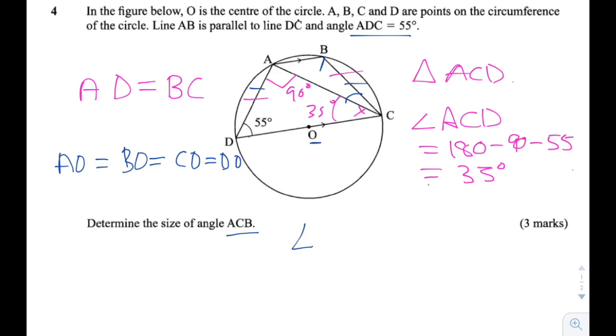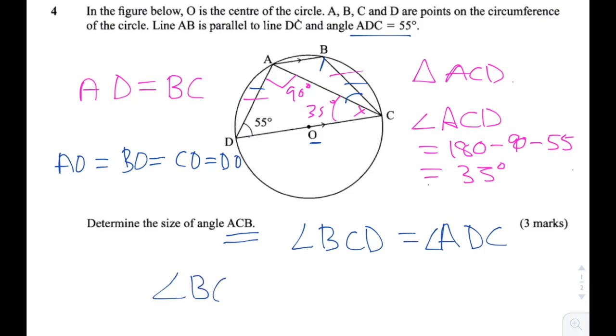So angle BCD is equal to angle ADC. And we're trying to find angle ACB. So we know that angle BCD is equal to 55 degrees.